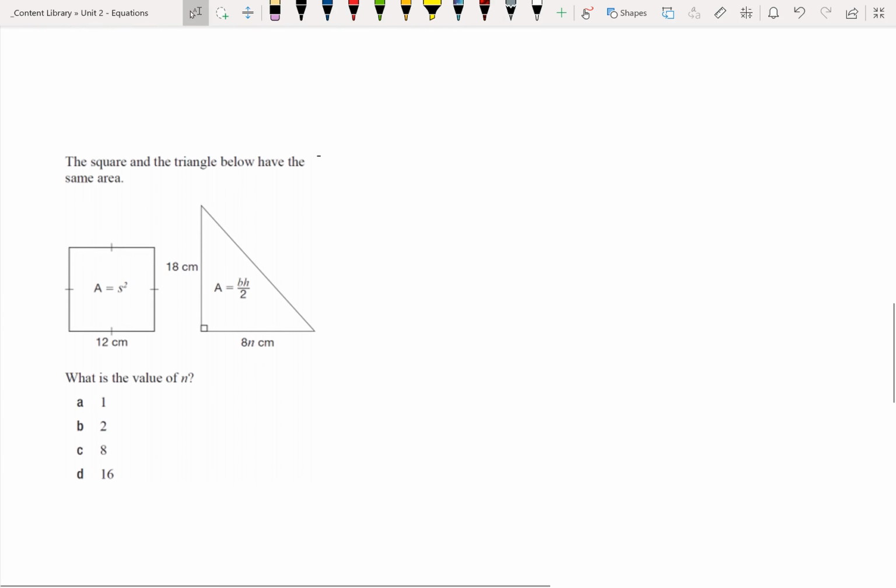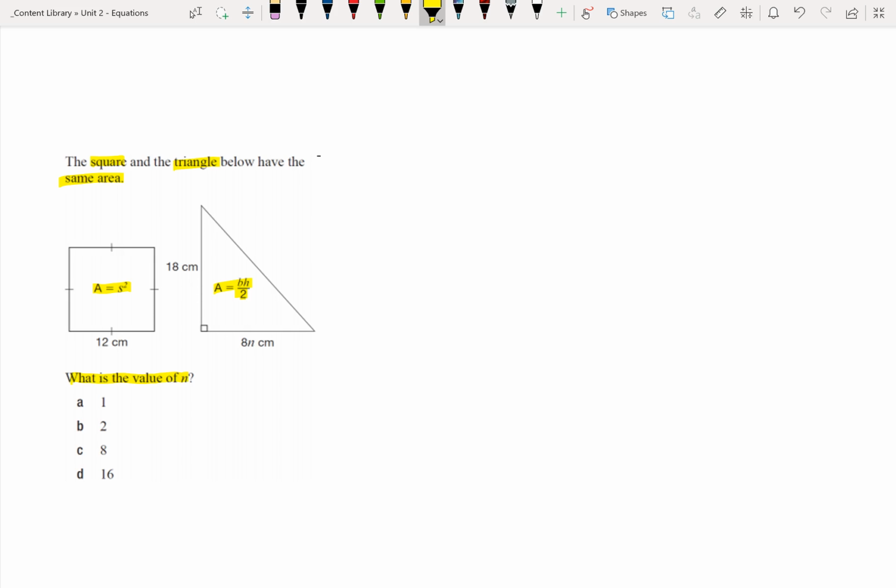Our next question: the square and the triangle below have the same area. What is the value of n? So there's not too much here, but there is some important information. Knowing that it's a square and a triangle is important, and that they have the same area is also a key thing. We have our equations, A equals bh divided by 2, A equals s squared. We have our side lengths, and the question is asking, what is the value of n?